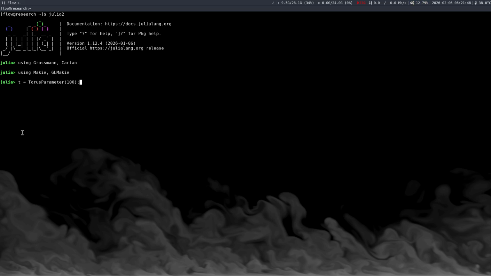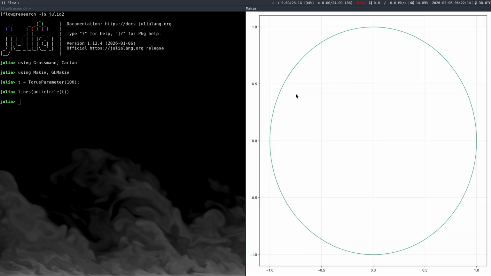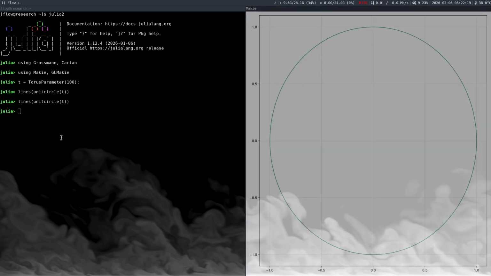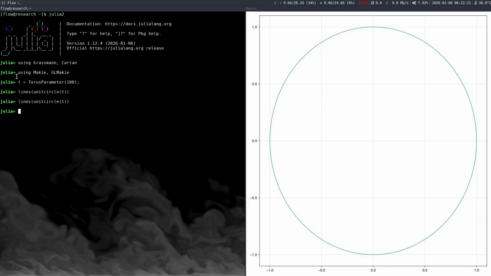So we can define this kind of parameter. We'll make a basic circle. And the Makie plotting software, sometimes the first time you plot, it takes a few moments, but then it'll work very quickly.